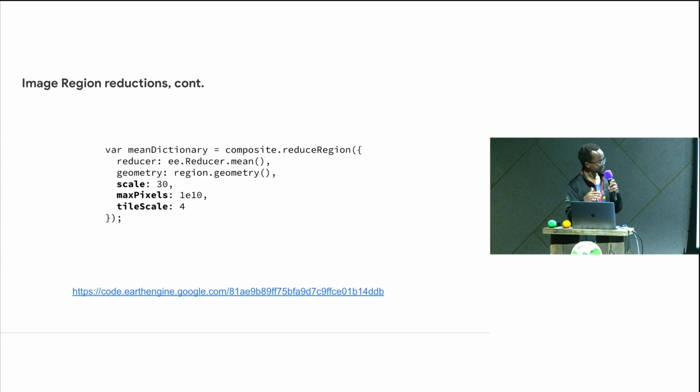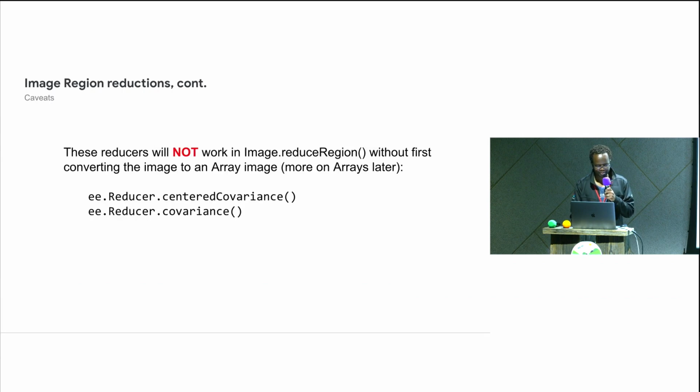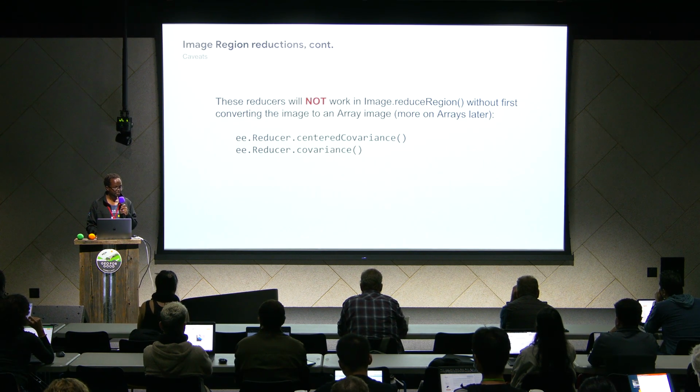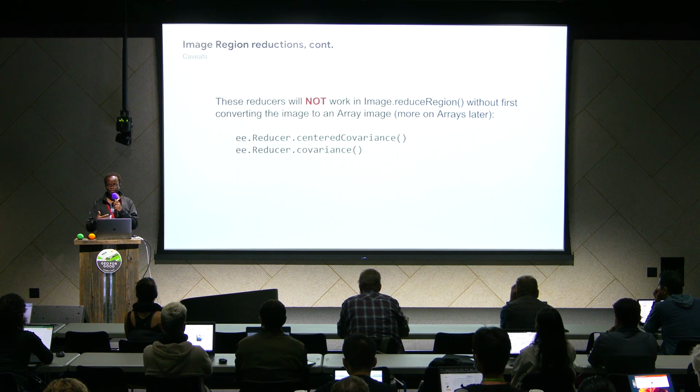And the example script goes into more details there. And all right, some caveats here. These reducers will not work on reduced region without first converting the image to an array image. And like I mentioned before, you don't need to know this in advance, but the documentation tells you what the requirements are for each reducer.